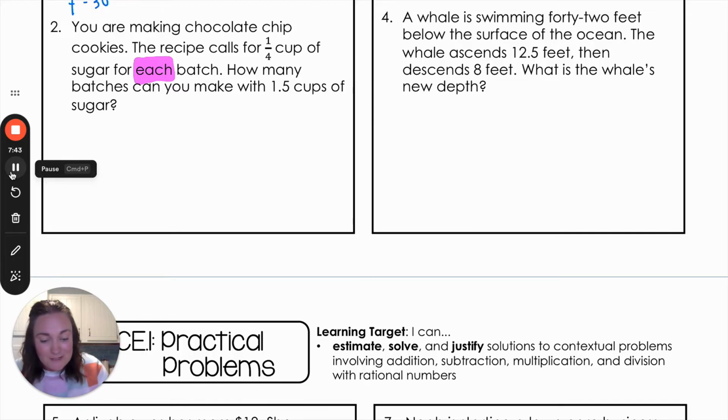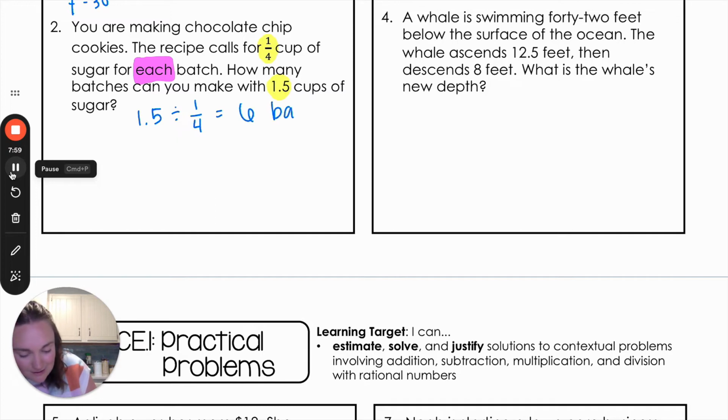And my two numbers that I'm dividing are that big total I started with, 1.5, and I'm dividing that by 1/4. So let's go ahead and write that one out. 1.5 divided by 1/4 is going to give us 6 batches. All right, let's take a second and look at that as a picture.